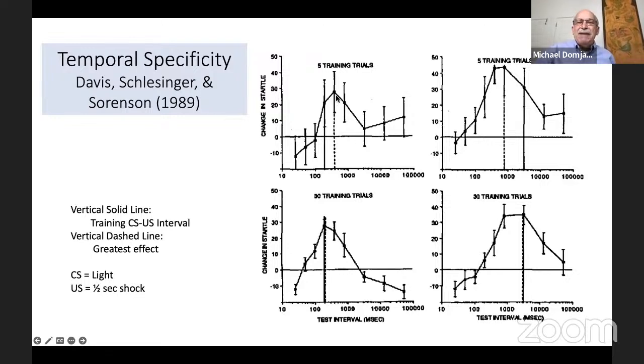But the greatest magnitude of fear potentiated startle occurs at a time when the shock would have ordinarily happened. There's a little bit of a displacement early in training, as you can see in the top graphs. With 30 training trials, the time when the shock ordinarily occurred and the time when you get the greatest fear potentiated startle match perfectly. So you get more temporal specificity of this Pavlovian sensitization effect. This is an experiment David did fairly early in his research program, 1989.